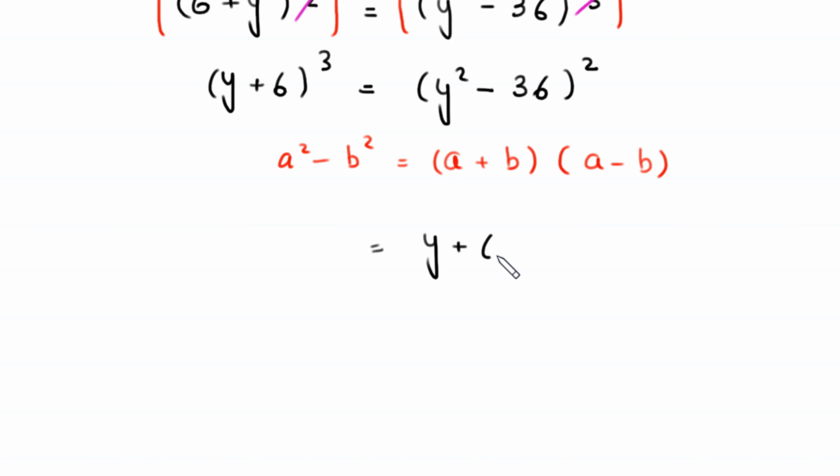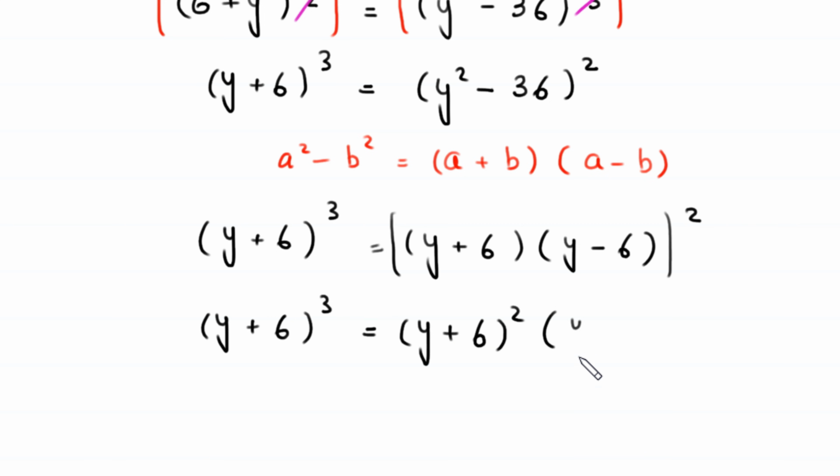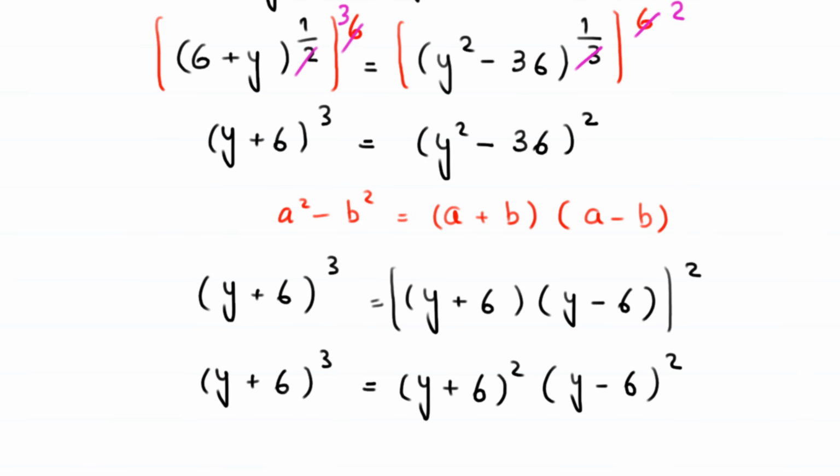y plus 6 times y minus 6, whole squared, and at the left hand side we have this expression y plus 6 whole cubed. Next, y plus 6 whole cubed is equal to y plus 6 whole squared times y minus 6 whole squared.